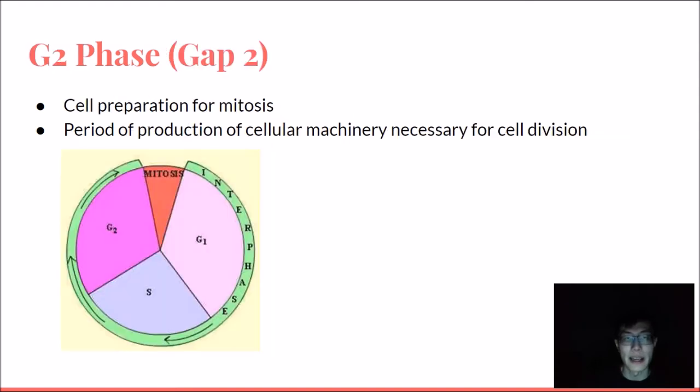Now, once you go through the S phase, you get to G2, or the gap 2 phase. And this is the phase where the cell basically prepares itself for mitosis.